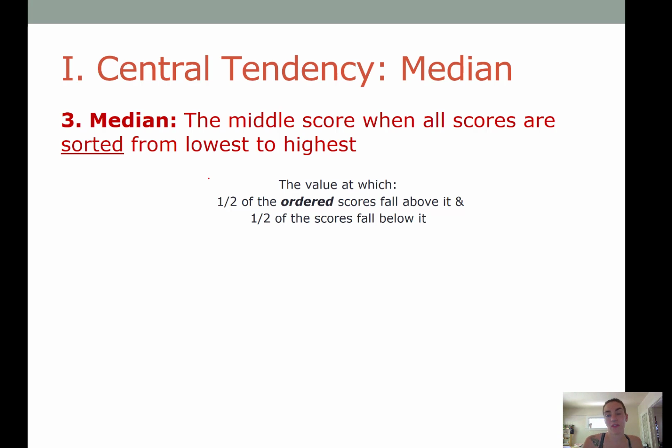So in other words, you could think of this as the point or the value for which half of the ordered scores are lower than it, and half of the ordered scores are higher than it.